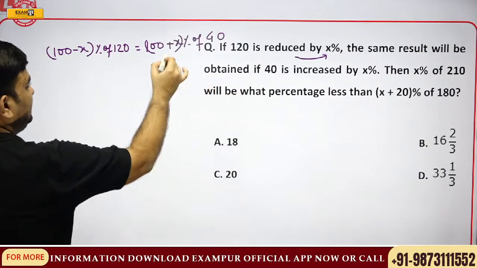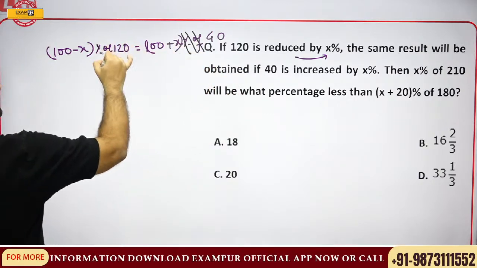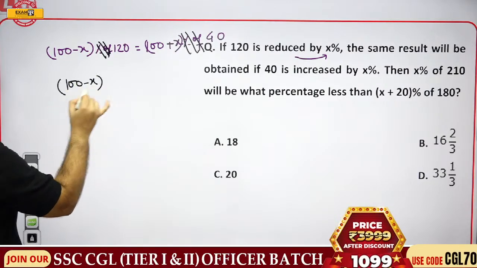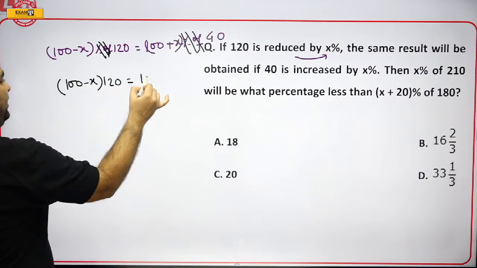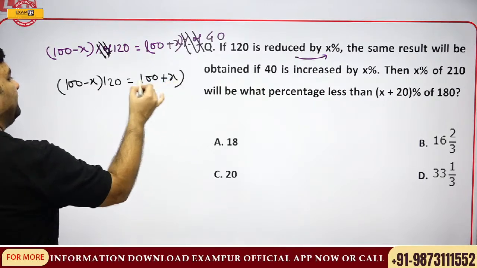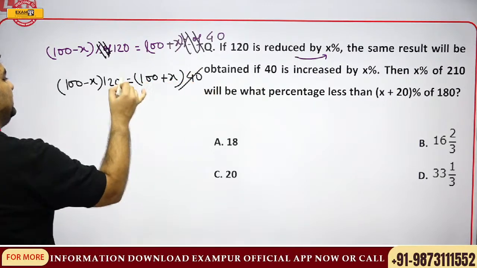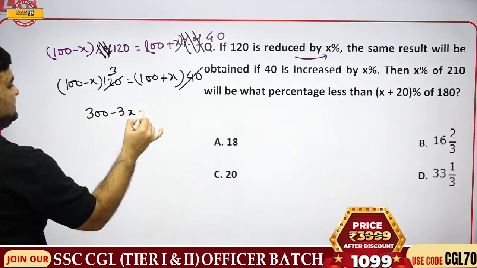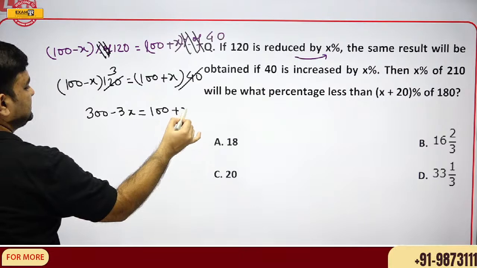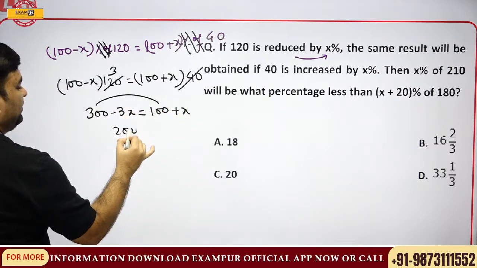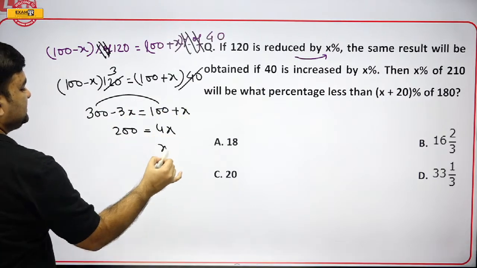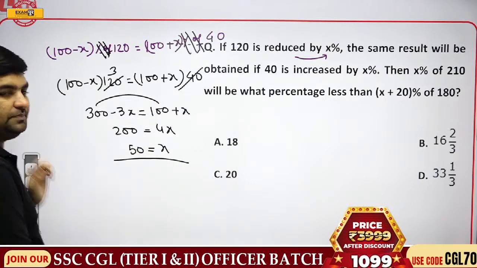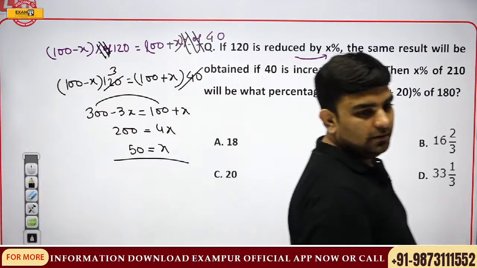Given the same result, the percentages cancel out. 100 minus X into 120 is equal to 100 plus X into 40. Dividing by 40, 300 minus 3X is equal to 100 plus X. 200 is equal to 4X. X is 50.